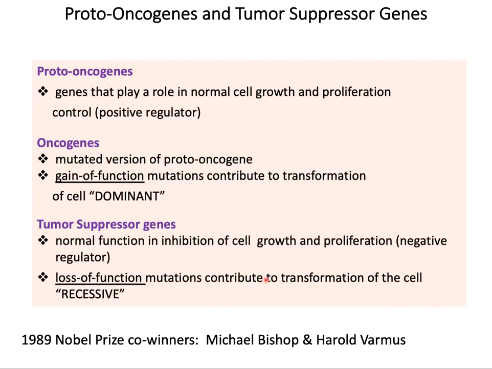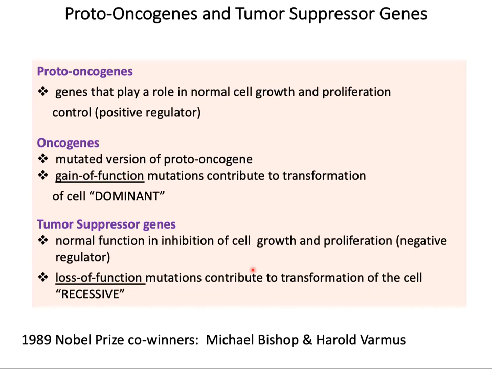So what kind of mutations are we talking about in tumor suppressor genes? In this case, we are talking about loss of function mutations. If you have a gene that negatively regulates cell growth and you lose its function, then it can no longer inhibit cell growth, and cell growth is promoted in that case. So this should be intuitive to you.